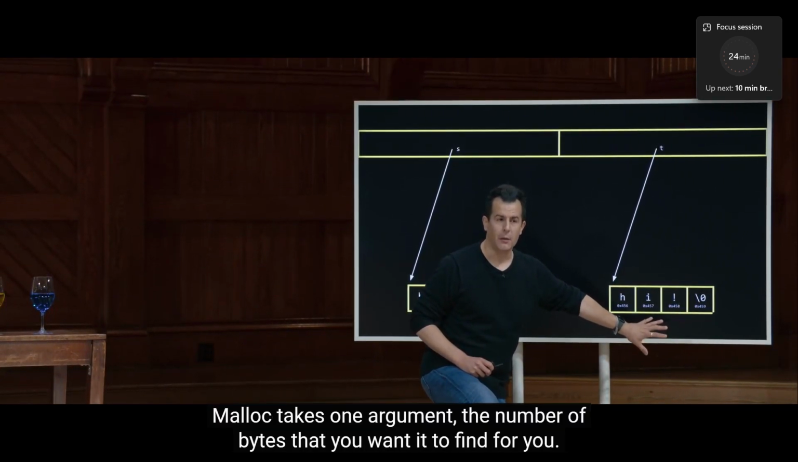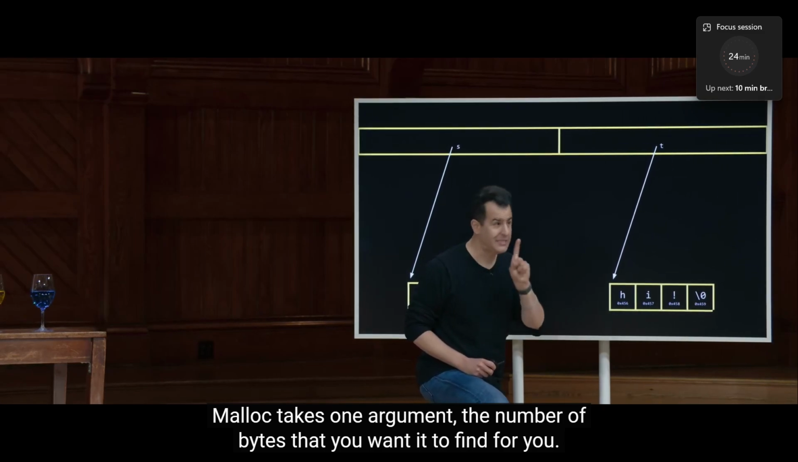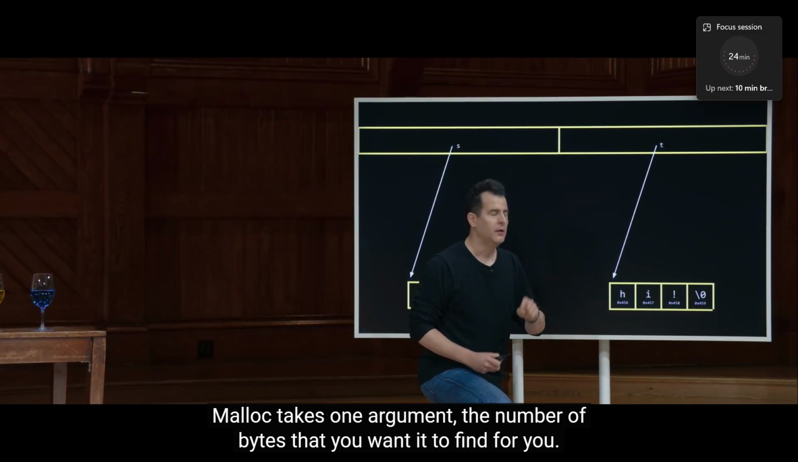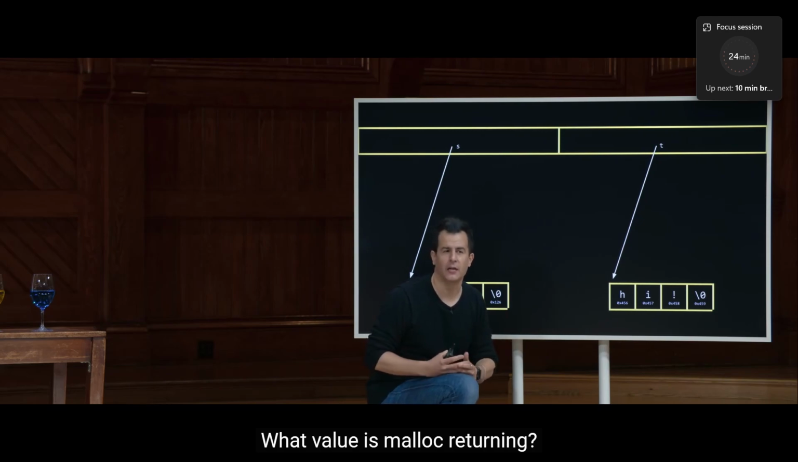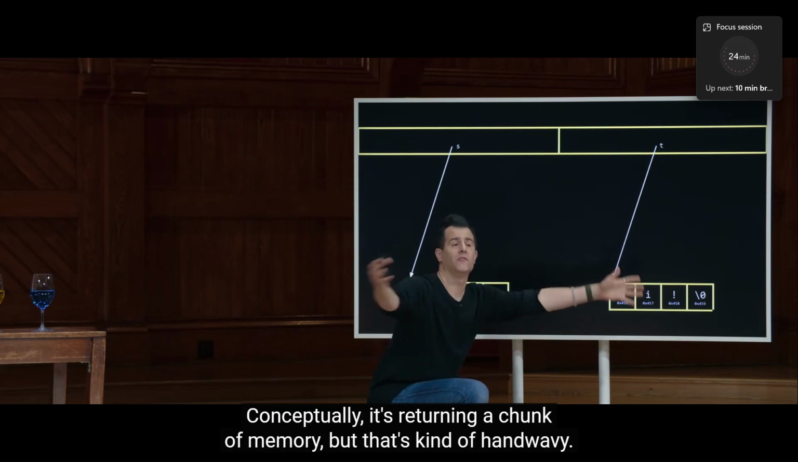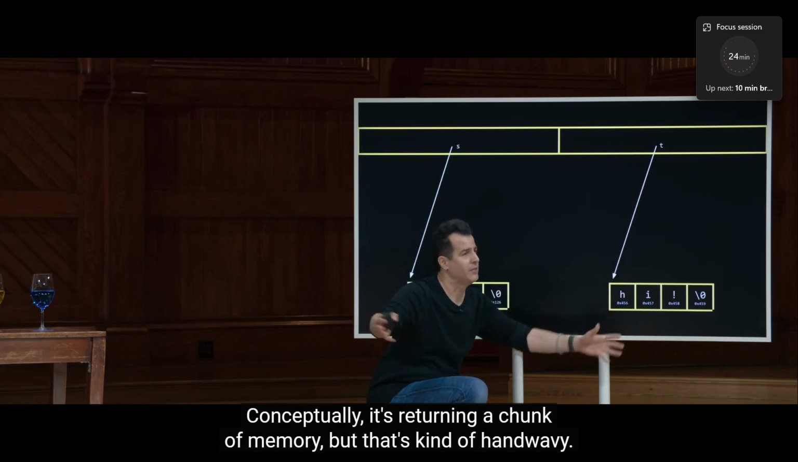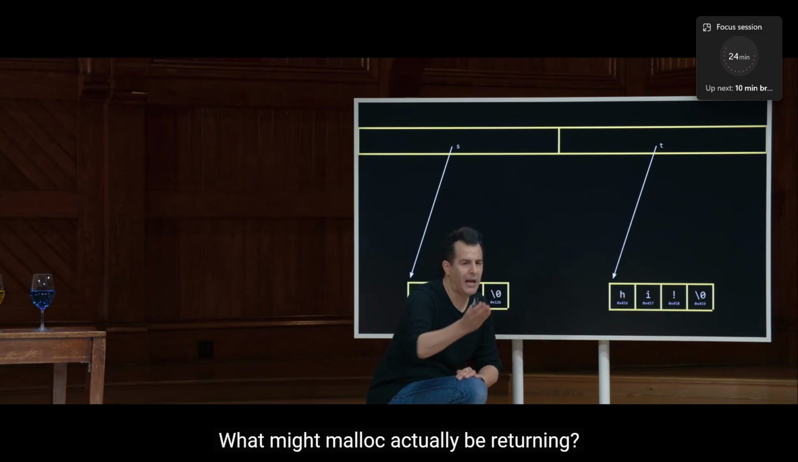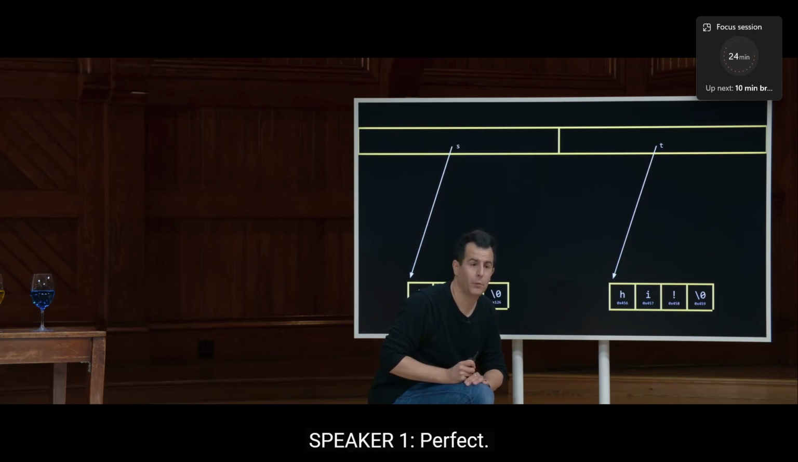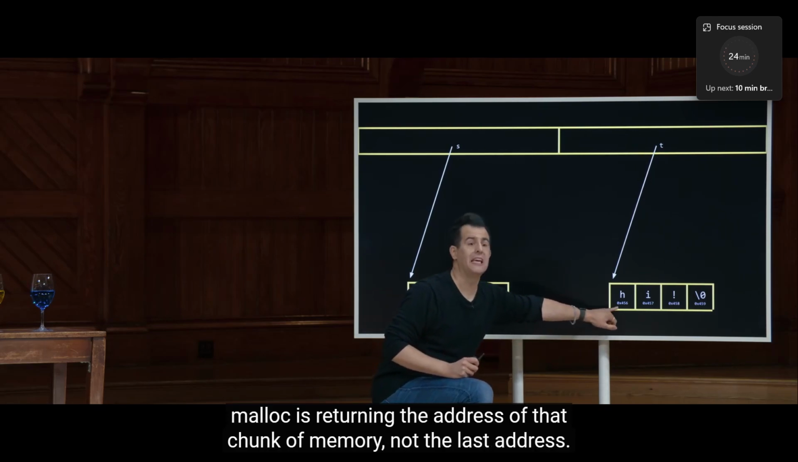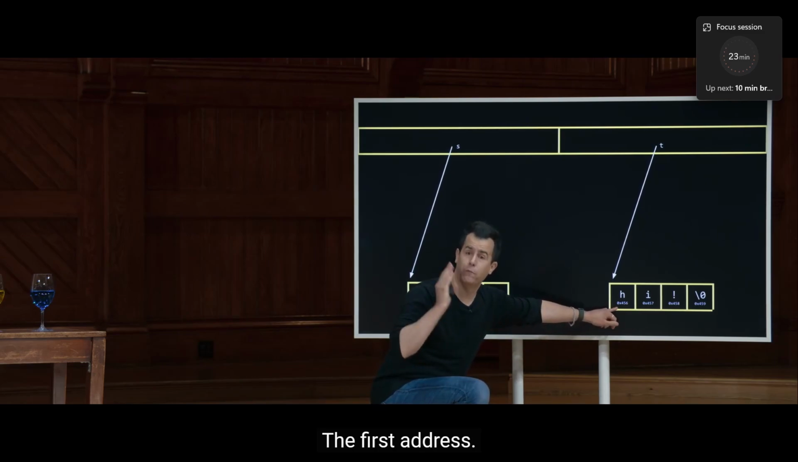Now this is a little subtle, but malloc is what gives me access to this new chunk of memory. Malloc takes one argument, the number of bytes that you want it to find for you. Take a guess, what value is malloc returning? Conceptually, it's returning a chunk of memory, but that's kind of hand wavy. What might malloc actually be returning? Maybe the pointer to the first character? Perfect. Malloc is returning the address of that chunk of memory. Not the last address, the first address.